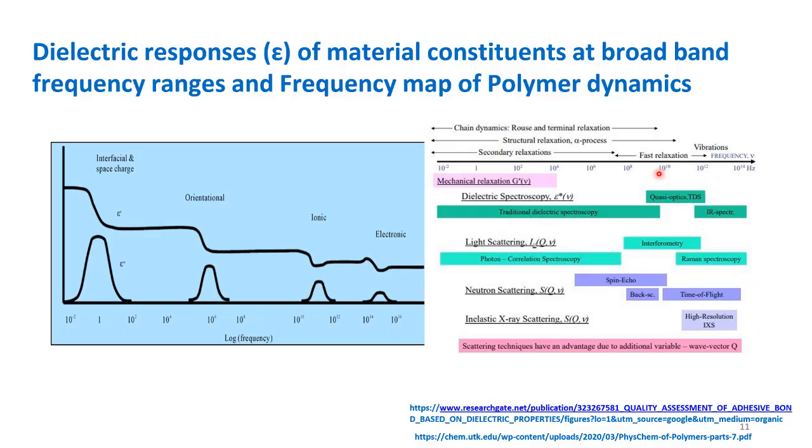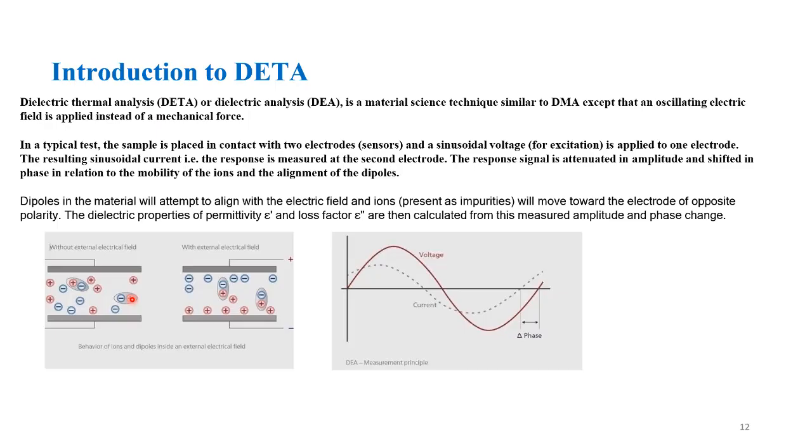The dielectric response of the materials is shown at broadband frequencies, a frequency map of polymer dynamics. So we have electronic polarization which occurs at this frequency, then ionic, then orientational, and then interfacial and space charge. At higher frequency we get the ionic and electronic ones, and at lower frequency we get the interfacial or space charge polarization.